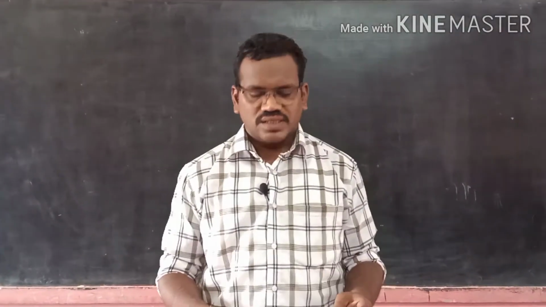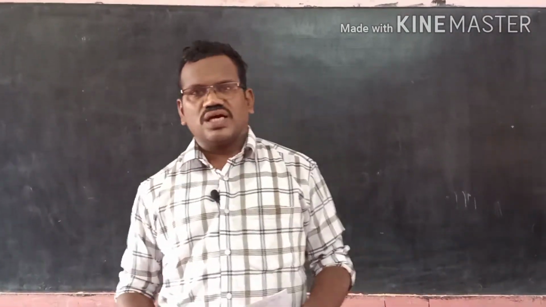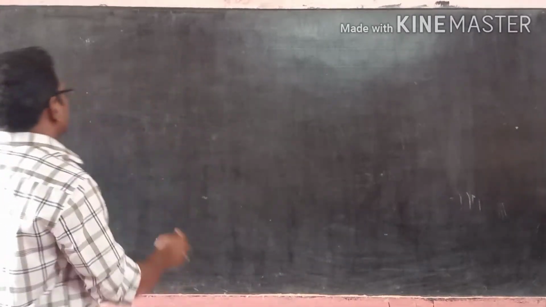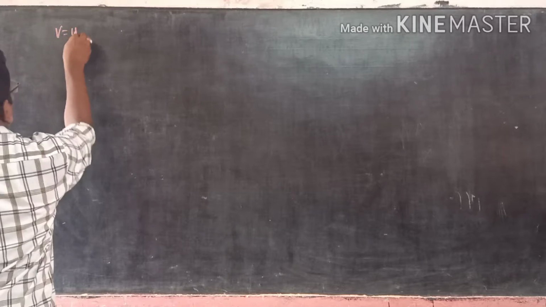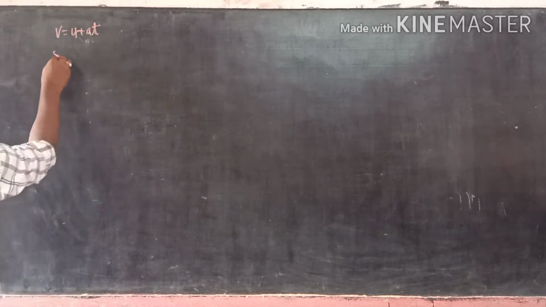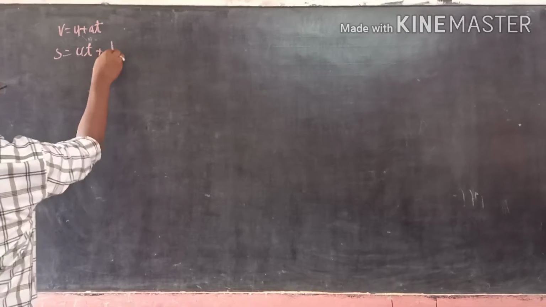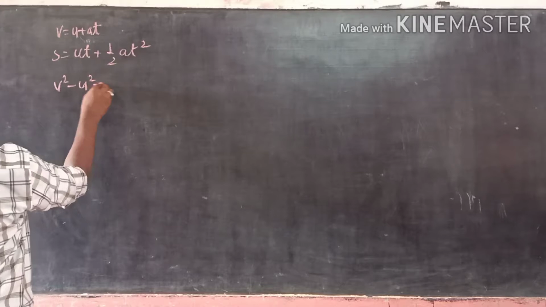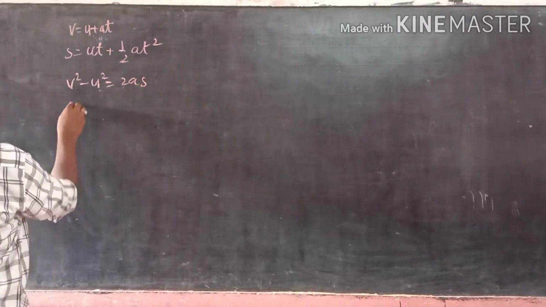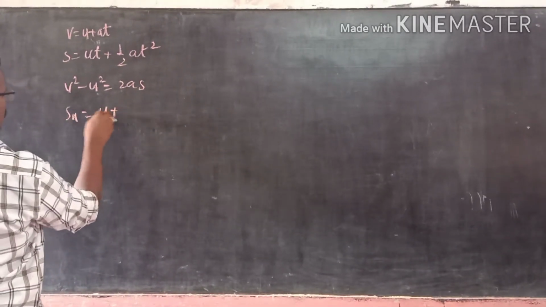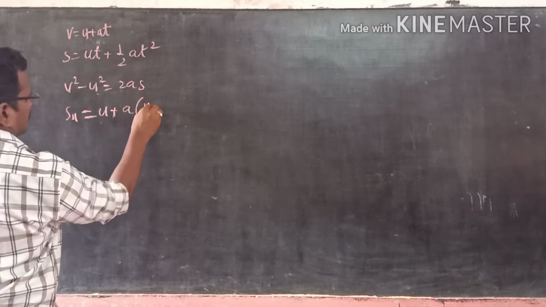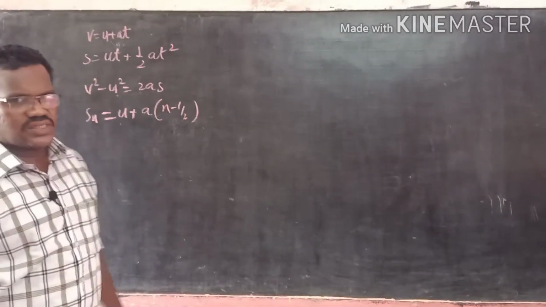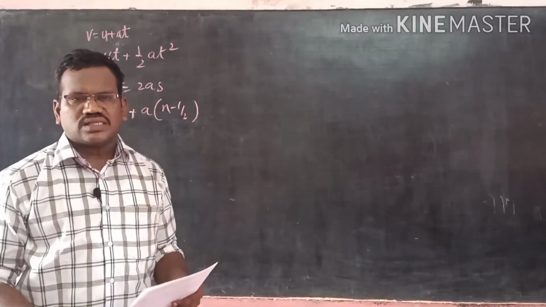Students, in the last videos, we already discussed the equations of motion. What are the equations of motion? 1. v = u + at. s = ut + 1/2 at². v² − u² = 2as. s_n = u + a(n − 1/2). These are all the equations of motion that we discussed in the last classes.